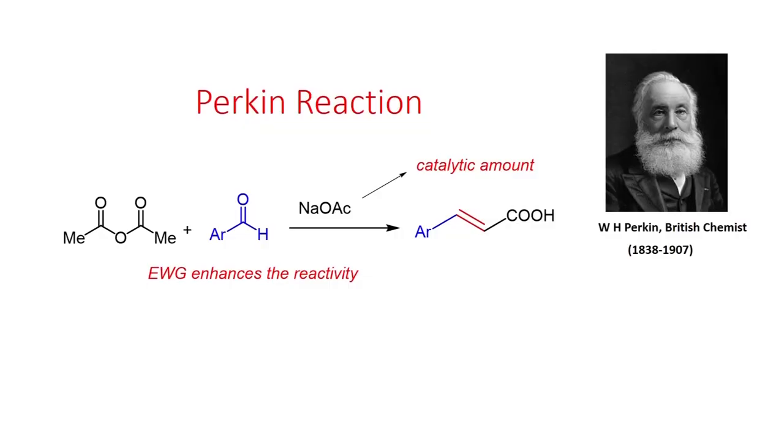The scheme for the Perkin reaction is shown here. The aromatic aldehyde undergoes condensation with acid anhydride in the presence of a weak base like sodium acetate to give cinnamic acid. You need a catalytic amount of base for this transformation, and if you have an electron withdrawing group on the aromatic ring, for example a nitro group, the reaction is facilitated. On the other hand, if you have an electron donating group like a methoxy group, the reaction is slowed, and you get less yield.